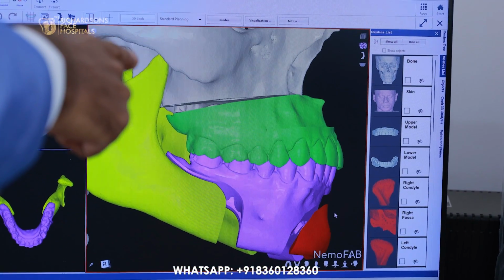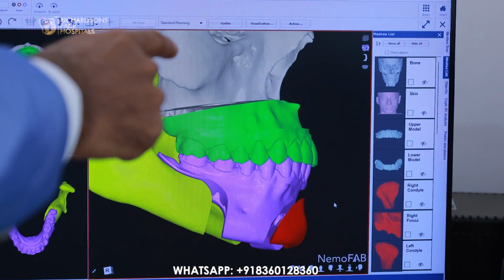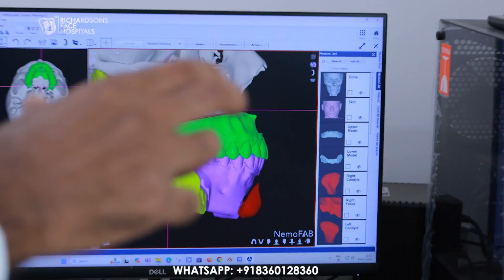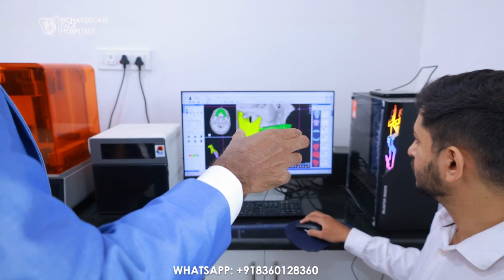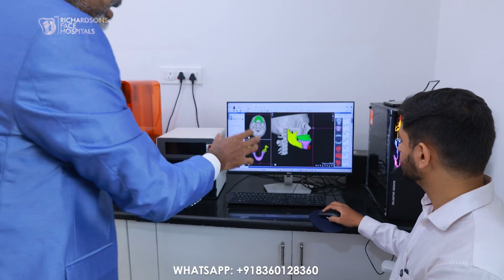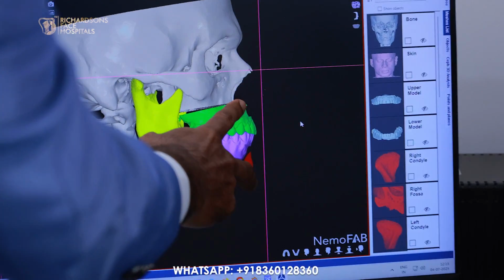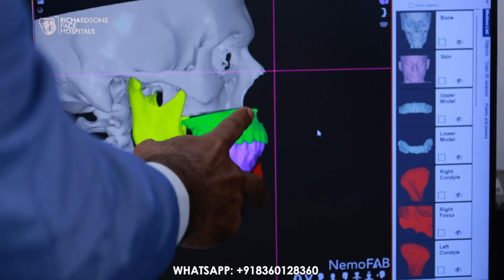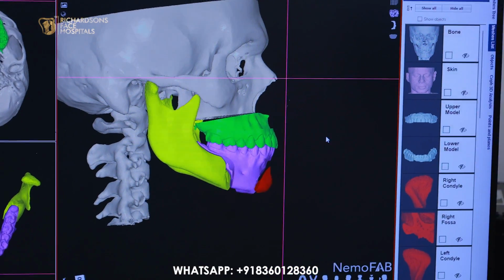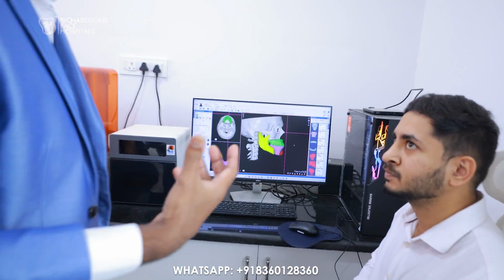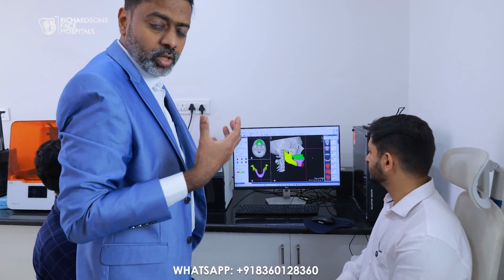The upper jaw is moving forwards by 4 millimeters, and there's a gap here. So it's a counterclockwise movement. The jaw comes forward and counterclockwise. Why counterclockwise? Because we want to increase the height of the patient's face. We want to increase the patient's breathing ability, airway, and also the aesthetics. So he's going to get more masculine, more strong with this.